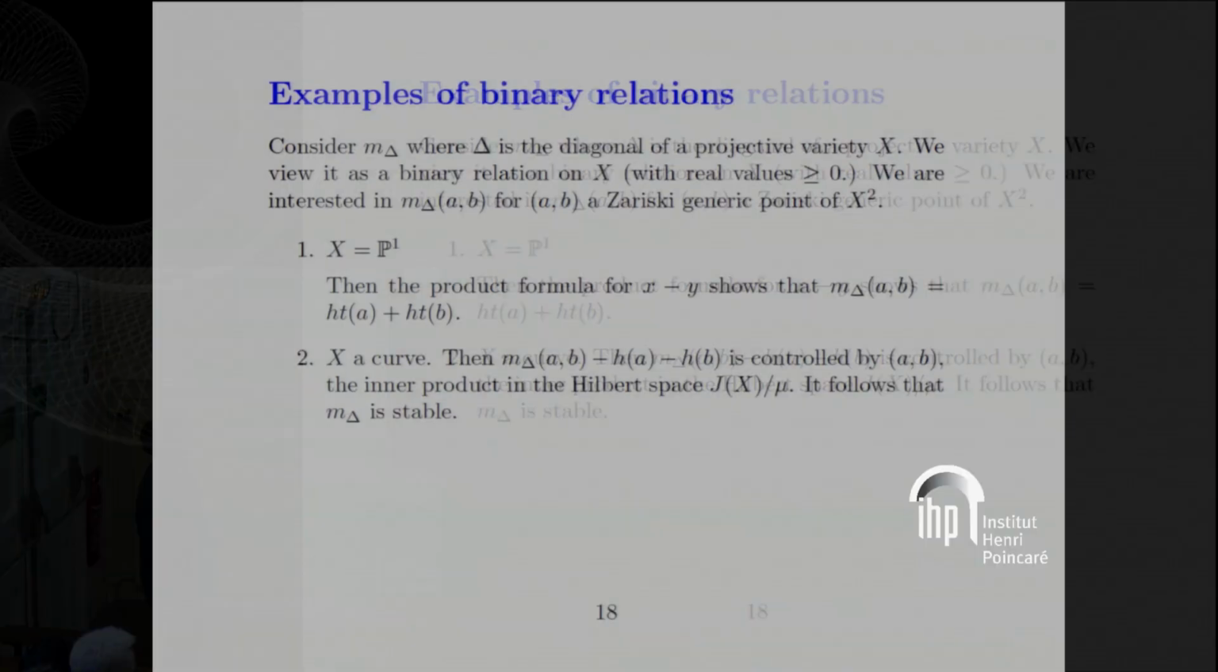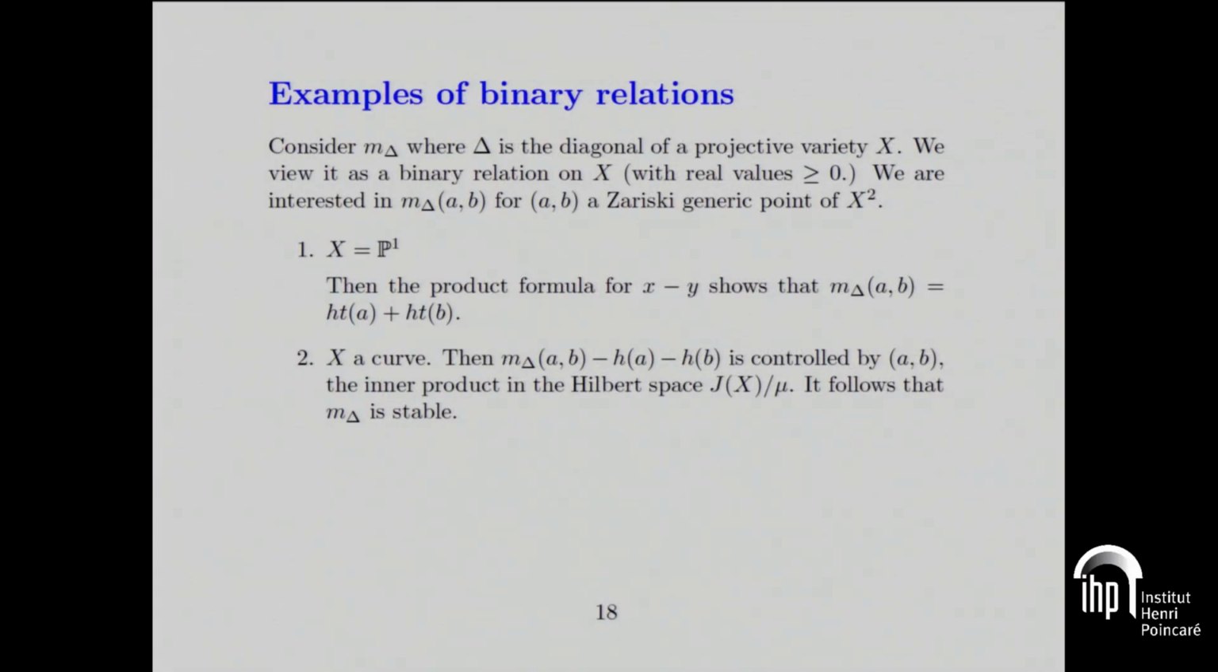So here are some binary relations. Remember, this is the mean distance between two things. To give a simple binary relation, let's take the diagonal. In fact, you can do it with any correspondence. But let's take the diagonal: take a variety x, consider the diagonal, and consider the mean distance from the diagonal in this sense.